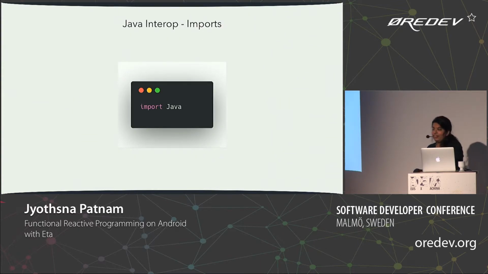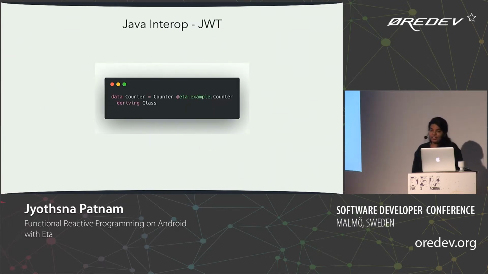The first thing when writing an ETA program is you have to import the Java module itself. This module consists of all the functions and the types required by the interop system. The second step is to define something called the Java wrapper type. This is where you actually treat a Java class as an ETA type. So it's basically telling the compiler you can treat this as an ETA type. We convert a Java class to an ETA type here.